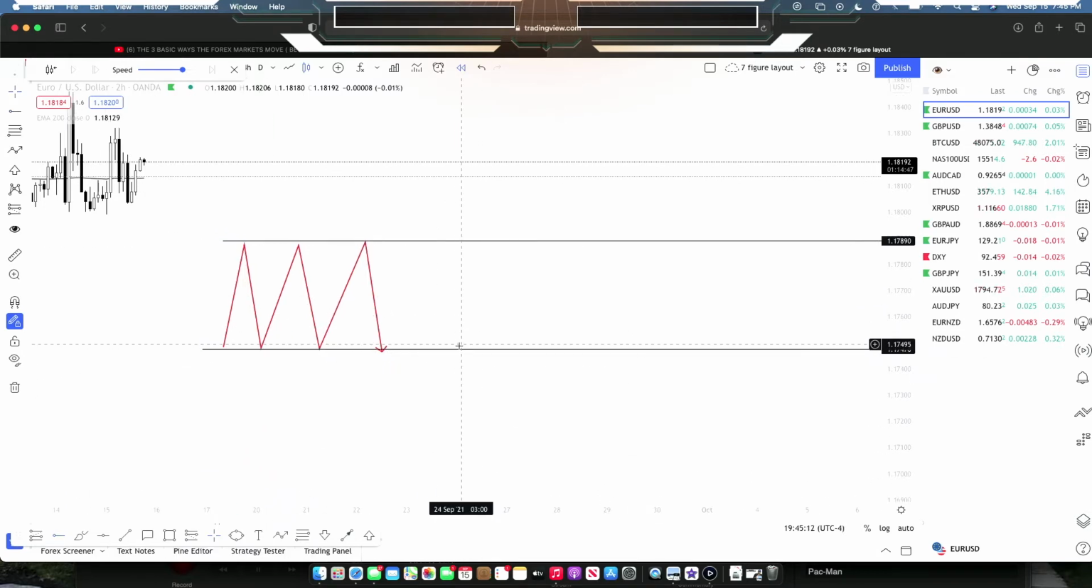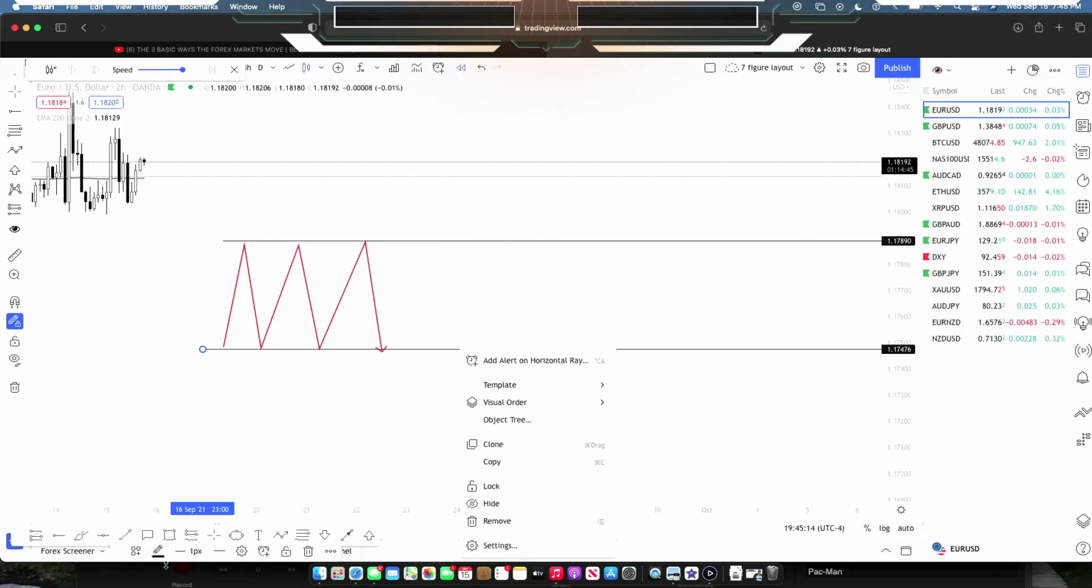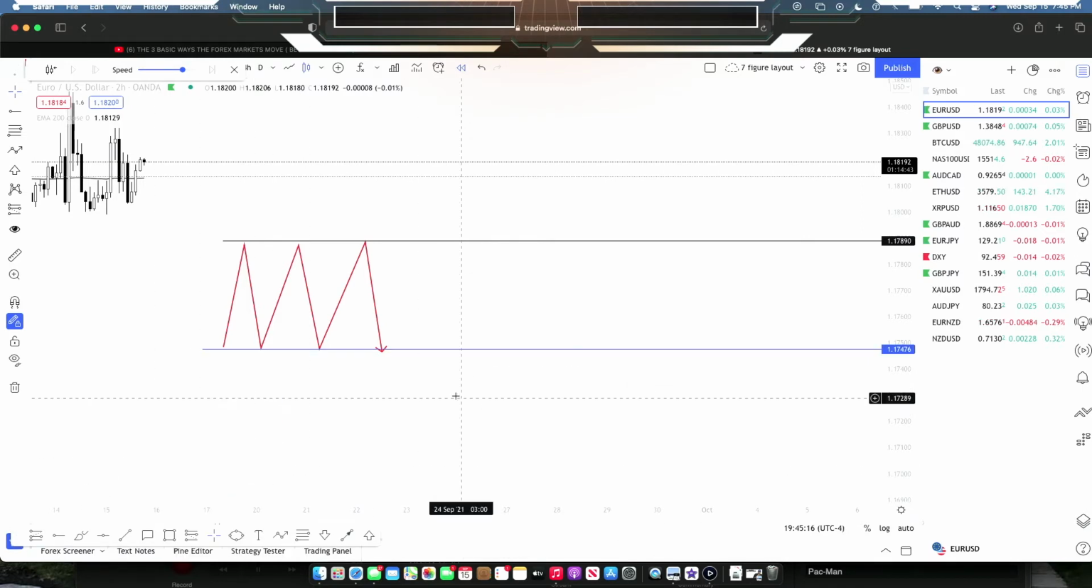So this line at the bottom is what indicates my support. How do we know that? Let's talk about it. Price went up, came down to my blue line, which is my support level. And why did price do this? Because obviously something here is changing the direction of price. So every time price comes down to this line, it's getting rejected and going the opposite way.